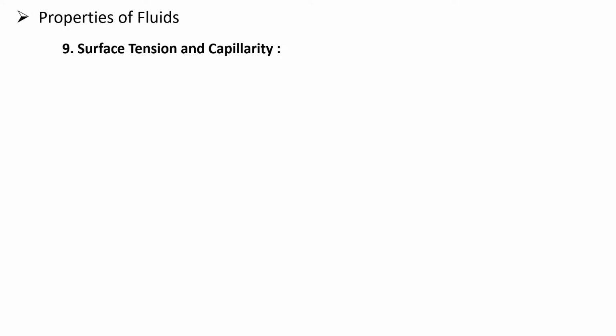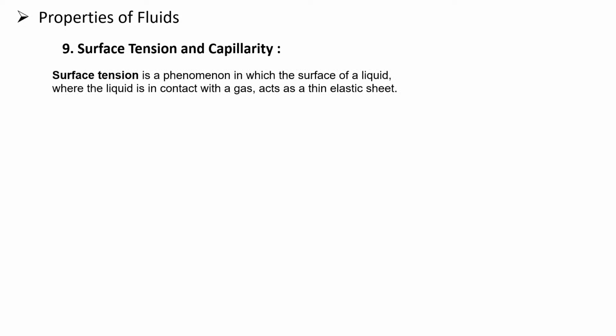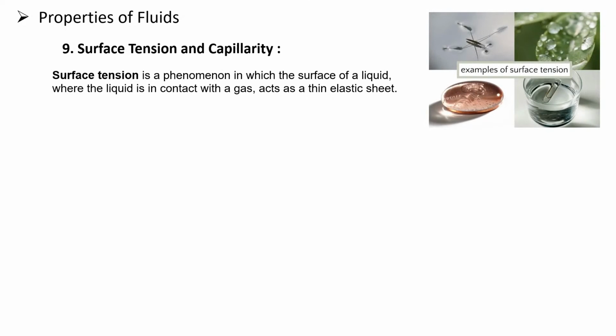Then the last property, surface tension and capillarity. Surface tension is a phenomenon in which the surface of the liquid behaves as if it is always in tension, just like an elastic sheet. We all know different examples of surface tension, like insects can walk on the water surface, that is because of surface tension. Droplets are formed because of surface tension also. On a coin, we can put some liquid and it will not fall off up to some region. That is because of surface tension also.